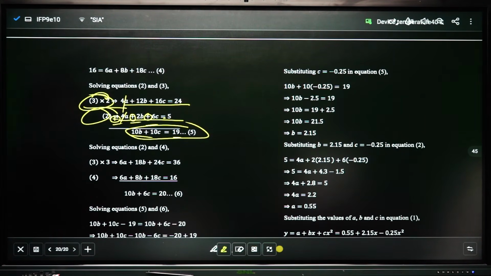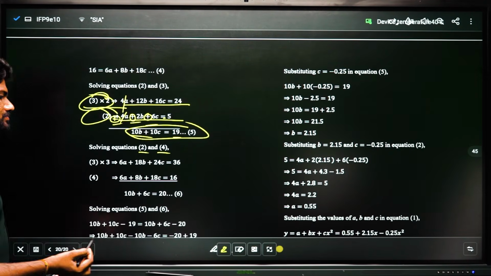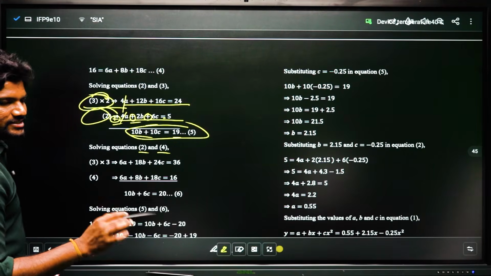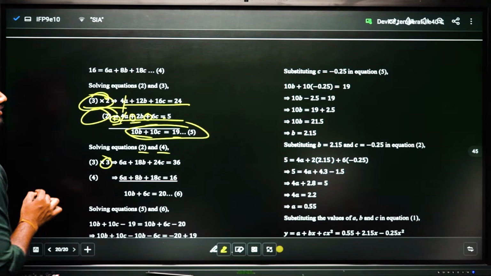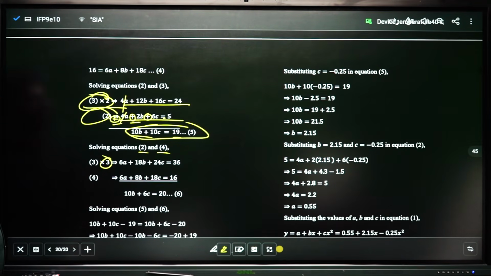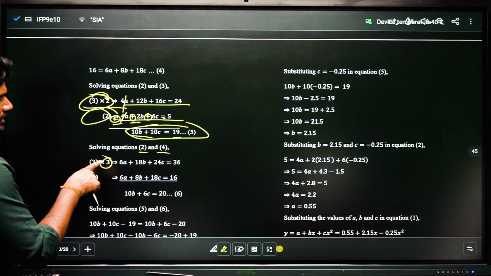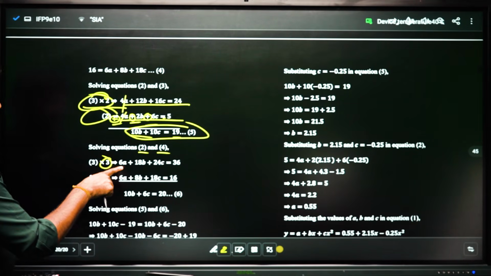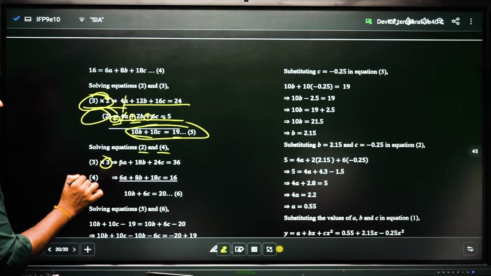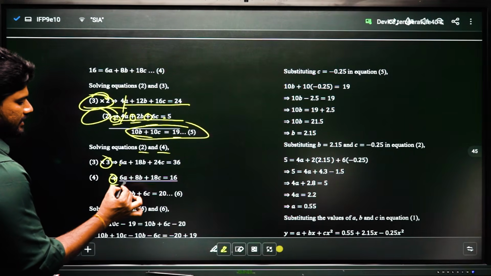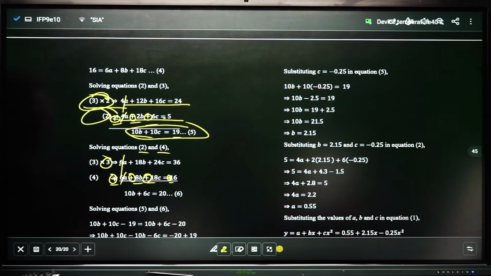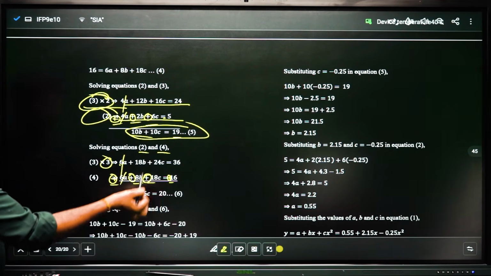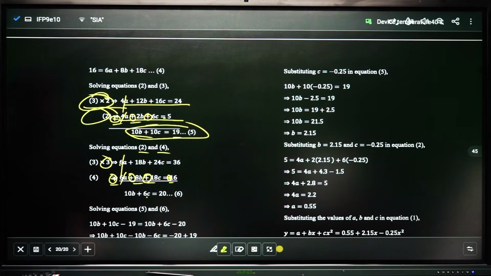Same process as in the intermediate circles problems we solved. Next, solving equations 2 and 4. We have to cancel small a only, but the small a coefficients are different, so we have to make them equal by multiplying with one suitable value. Multiply equation 3 with 3 to get 6a. Now multiply with minus, plus 6a minus 6a gets cancelled. 18b minus 8b, 10b, 24 minus 18, 6c, 36 minus 16, 20.